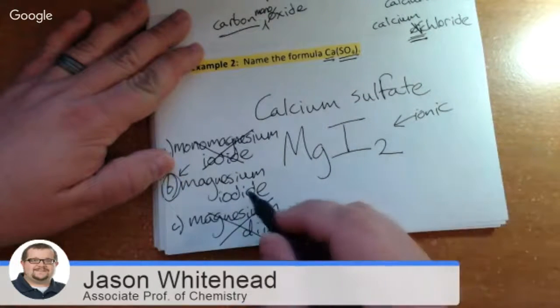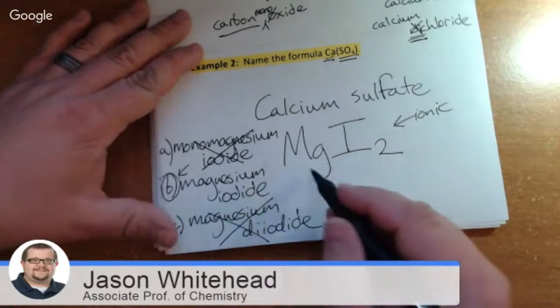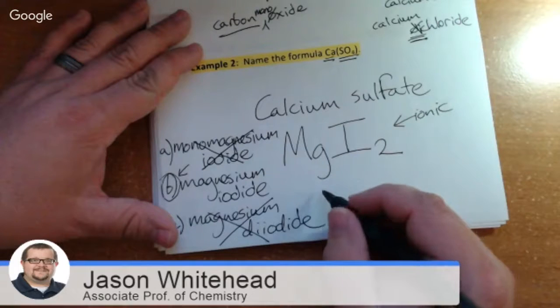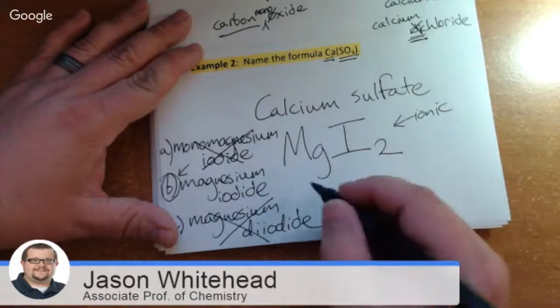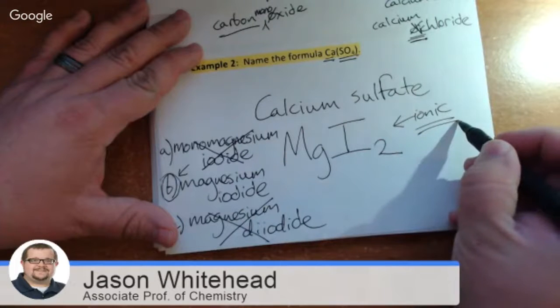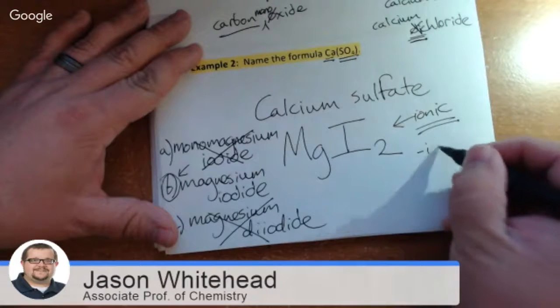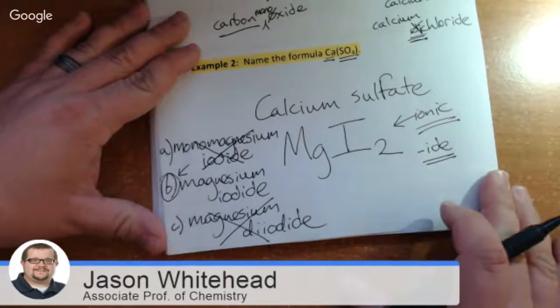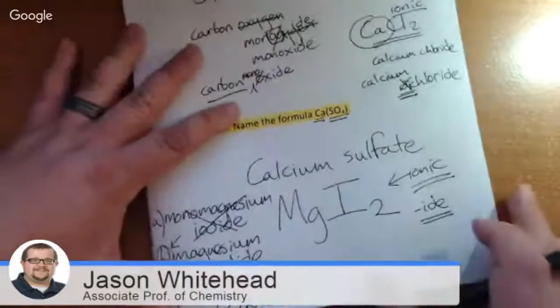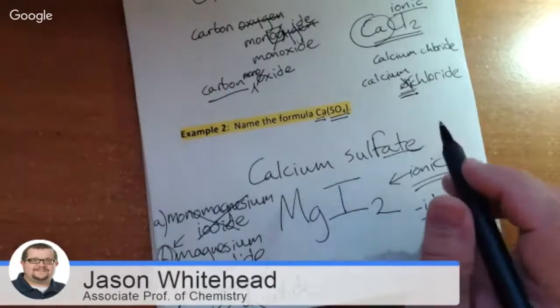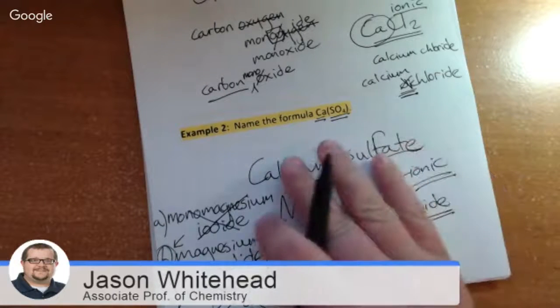But let's see why answer B is right. We had magnesium straight off the table, and then iodine becomes iodide. Most ionic compounds, you're going to drop the ending and go with an IDE ending. So just keep that in mind. If you end in IDE, you're barking up the right tree. The only time you end in something funky like an ate, an ite, an us, or an eum is when you have a polyatomic ion.